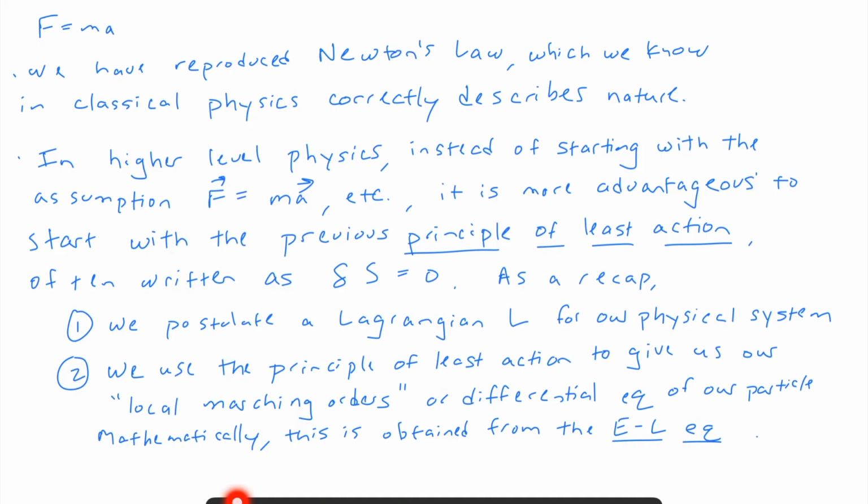As a recap, we first postulated a Lagrangian L for our physical system. You take a guess as to what it is, and in that previous situation it came out to be that T minus V formula that you saw previously for a single particle.